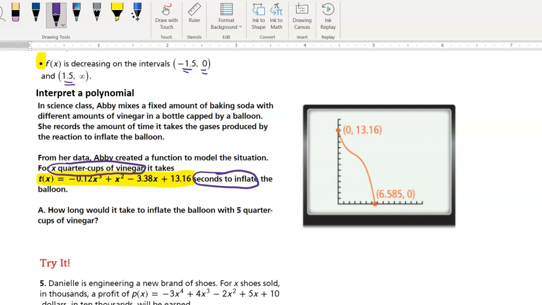So now let's look at part A. How long would it take to inflate the balloon with 5 quarter cups of vinegar? So we have 5 quarter cups. X represents a quarter cup. So I'm just going to replace X with 5. And so all you would do is literally on your calculator. So I want to make sure you type this in correctly.